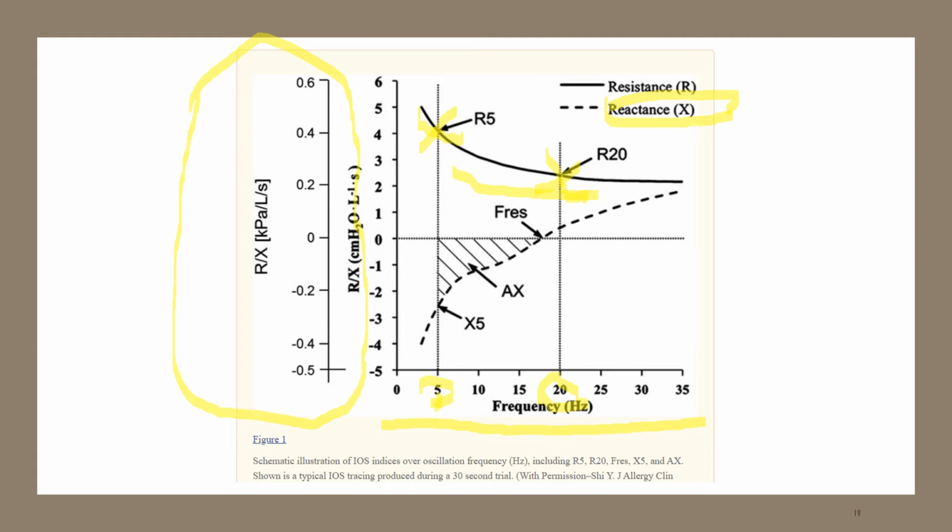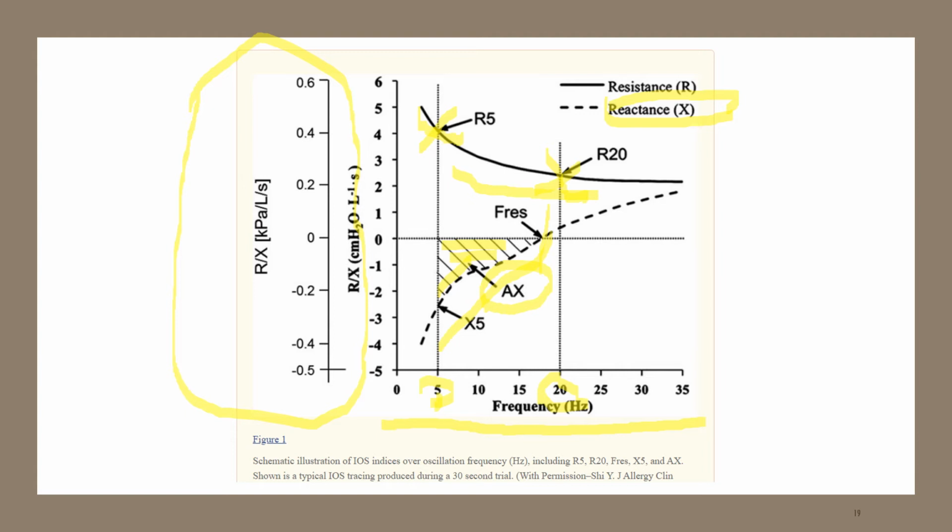And then instead of breaking it down to R20, they look at this value right here, which is FRES, which I don't want you to pay too much attention to because it's not that clinically useful. What's really important is your value of X5, which deals with reactance or compliance. Another very important factor is this graph on here. You see this area underneath the curve? That is called AX. That's a very, very important graph too. The smaller the AX, the more compliant the lung is, which is a good thing.